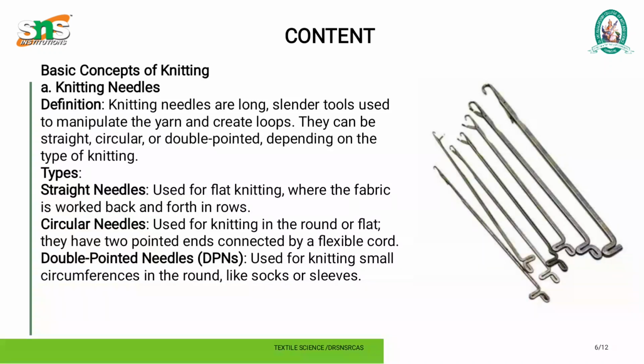Types of needles. Straight needles are used for flat knitting where the fabric is worked back and forth in rows. Circular needles are used for knitting in the round or flat. They have two pointed ends connected by a flexible cord. Double pointed needles are used for knitting small circumferences in the round, like socks or sleeves.